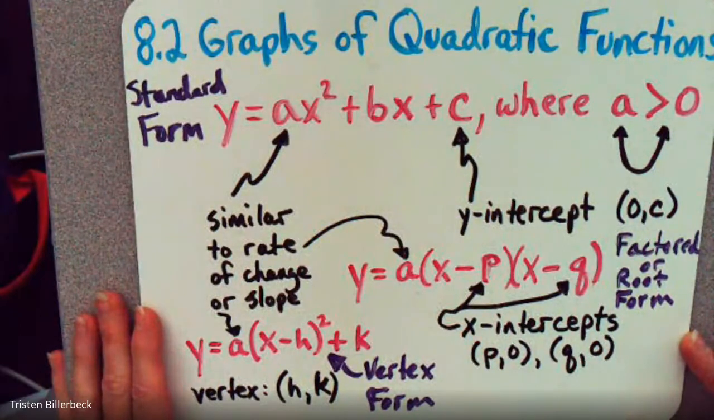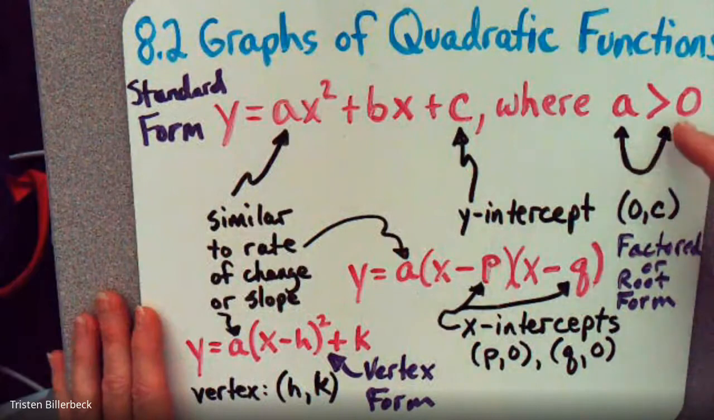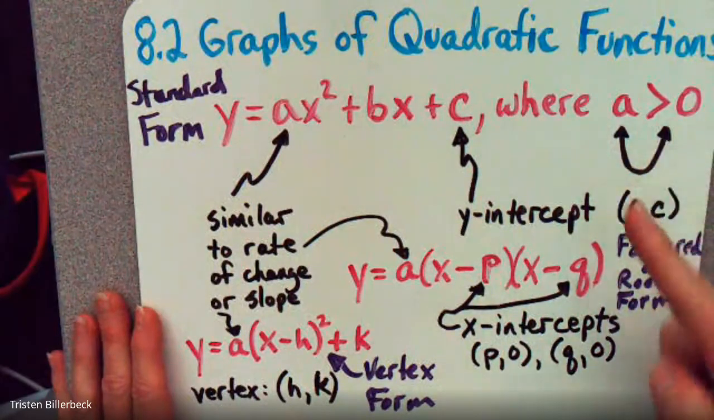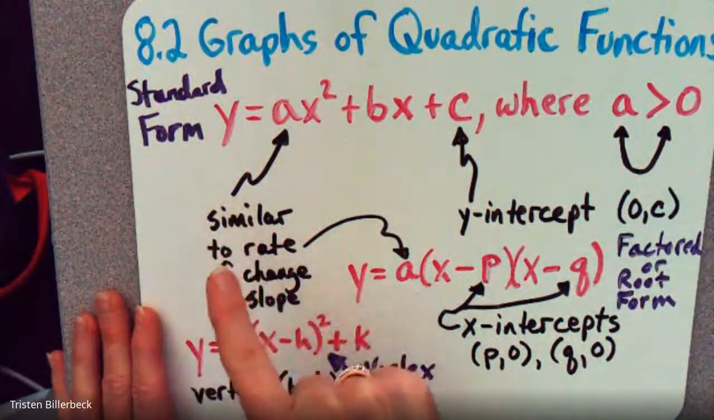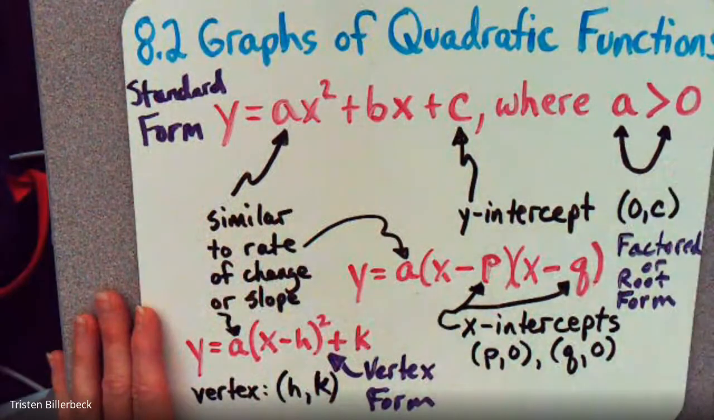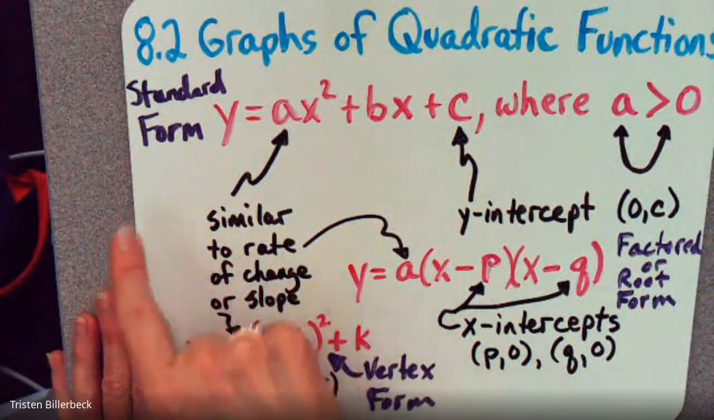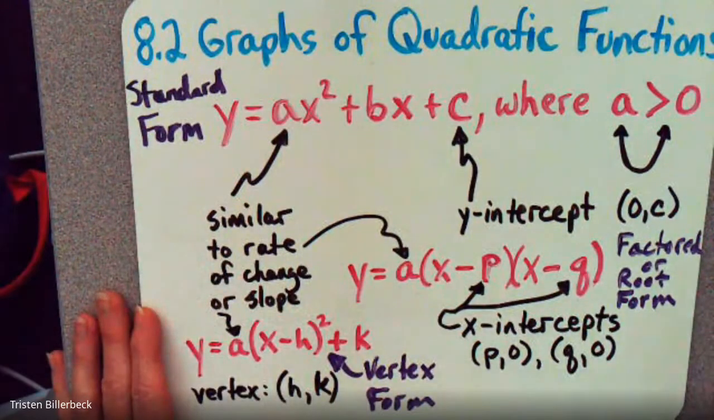We're going to talk about 8.2 graphs of quadratic functions. There are three different kinds of quadratic functions. They all follow a parabola shape, a parabolic trajectory, like if you throw a ball or a paper airplane, it follows a parabola.